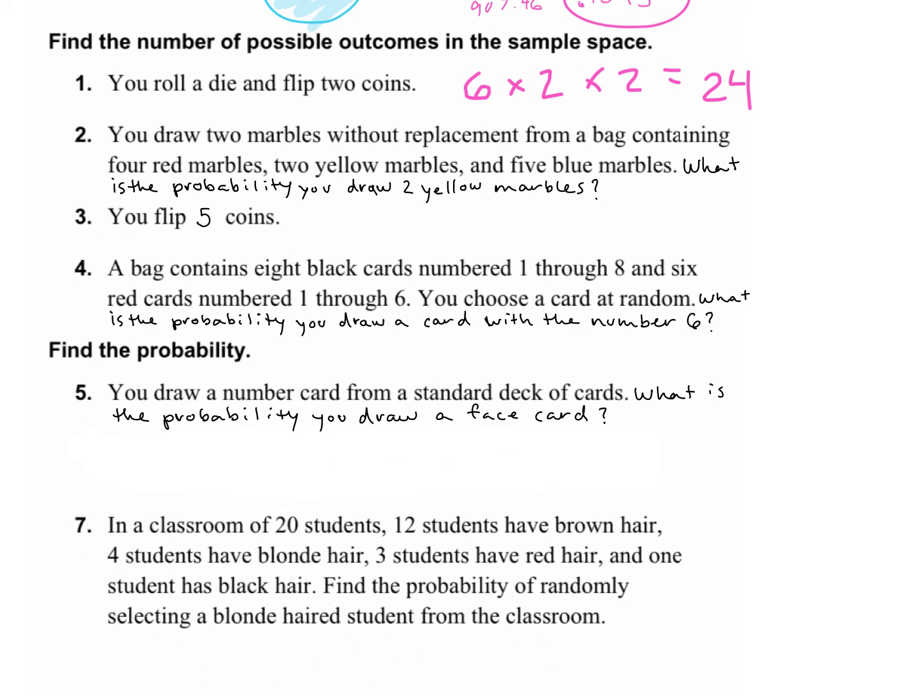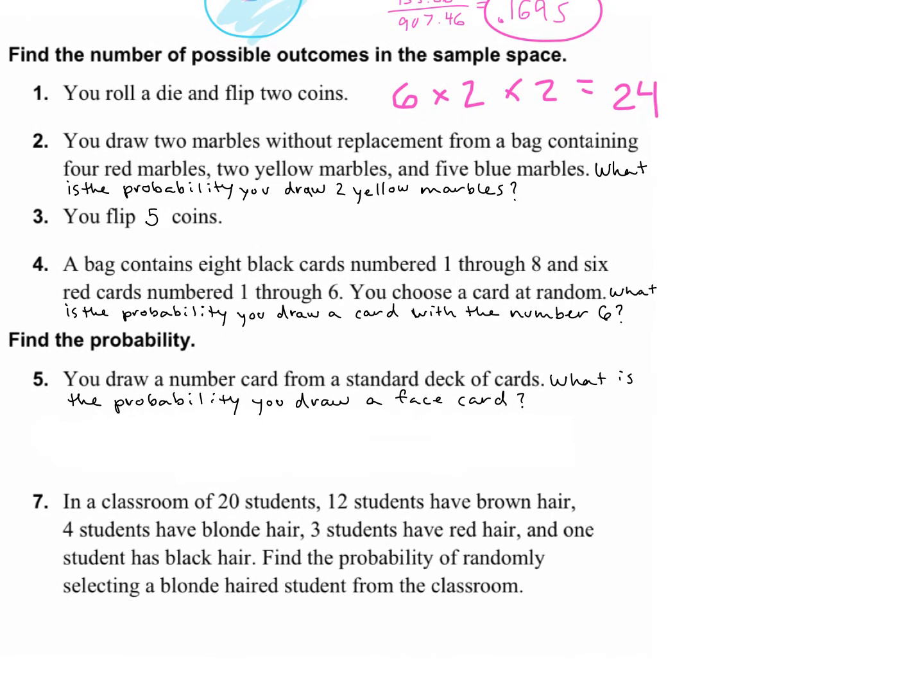Number 2, you draw 2 marbles without replacement from a bag containing 4 red marbles, 2 yellow marbles, and 5 blue marbles. What's the probability you draw 2 yellow marbles? So here, we're drawing 1 marble out of the bag. It could either be one of the 4 red marbles, 2 yellow, or 5 blue. So we have 4 plus 2 plus 5, which is 11. So 11 possible outcomes. And then the key word here is without replacement.